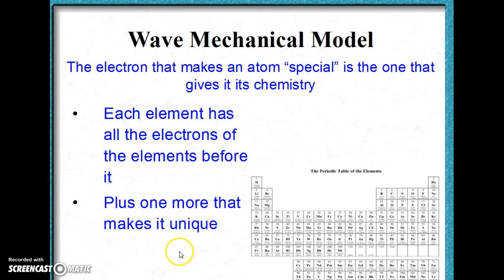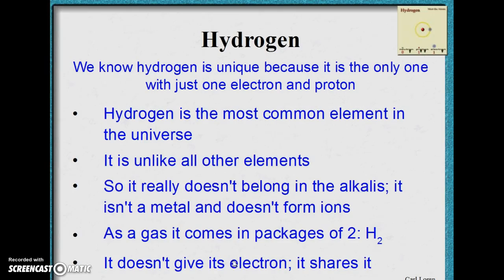Now, let's go to the wave mechanical model. The electron that makes an atom special is the one that gives it its chemistry. See, each element has all the electrons of the elements before it, plus one more that makes it unique. Let's look at hydrogen. Hydrogen's unique because it's the only one with just one electron and one proton. It is the most common element in the universe. We know that from spectral data.